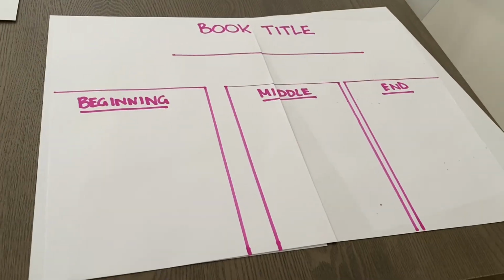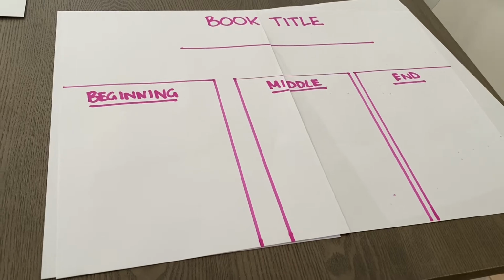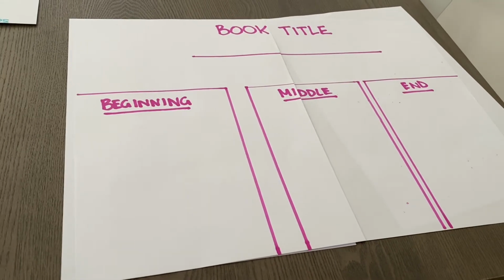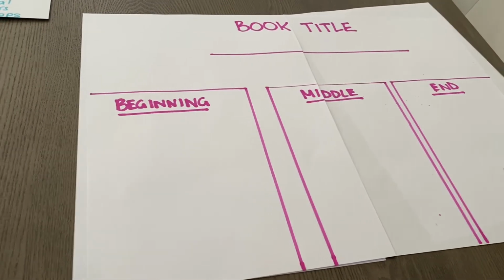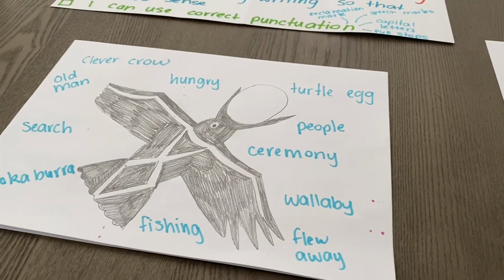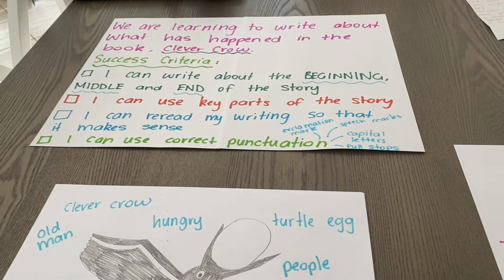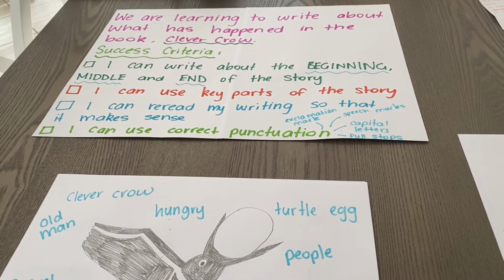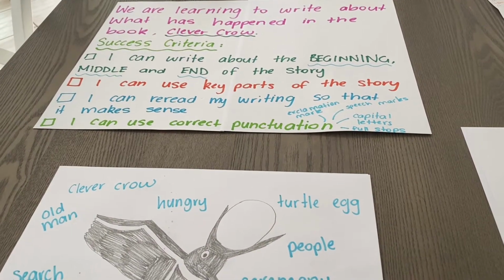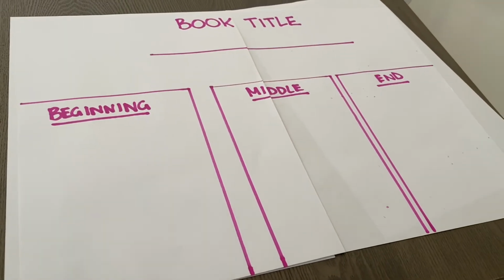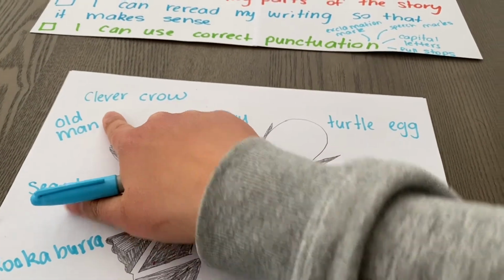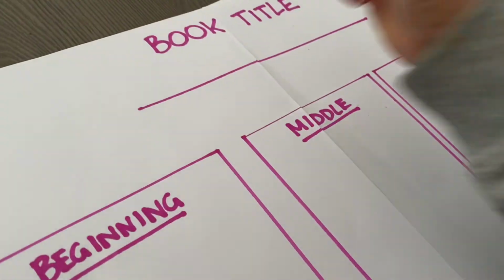Okay, so you would have a similar template in your booklet that you are working on, and this is what we're going to be doing our writing today. I have my brainstorm next to me to make sure that I include those keywords, and I have the success criteria at the top, so it reminds me how I can be successful with our writing today. So when I go back to my template, I know that the title of the book is The Clever Crow, and I've written Clever Crow in my brainstorm, so that's what I'm going to write here.